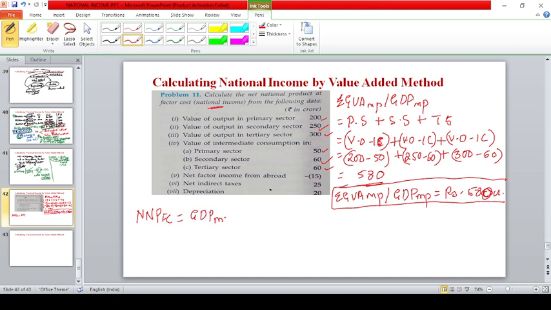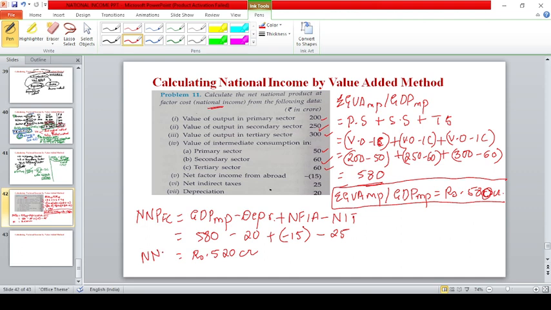So with the help of GDP at market price, again, from gross to net, minus depreciation; then from domestic to national, plus NFIA; from MP to FC, minus NIT. So what is the value of GDP? That is 580 minus depreciation, which is 220, plus NFI, which is negative as given over here, that is minus 15. Do not ignore the sign. Minus NIT, which is given to us as 25. So when you calculate, your total will be rupees 520 crore. That is NNP at factor cost, that is national income. So this is the way you are going to calculate national income by the value added method.